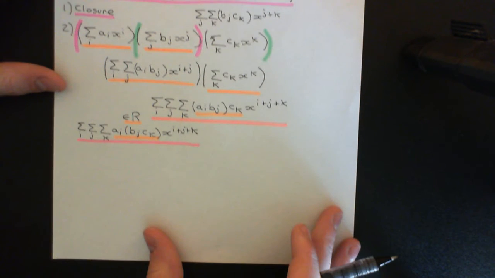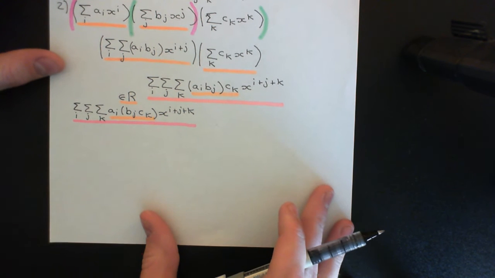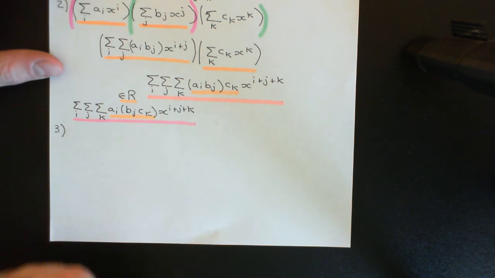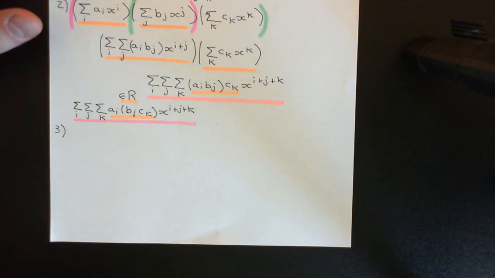Okay, so we've checked closure and we've checked associativity now. Let's move on to axiom number 3. So axiom number 3 that multiplication needs to obey is that it needs to have a multiplicative identity. We need a polynomial which will multiply by all other polynomials to give that same polynomial back again. Okay, so what is going to be our multiplicative identity?